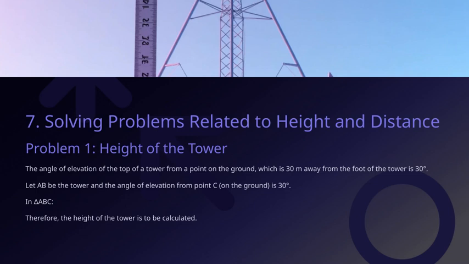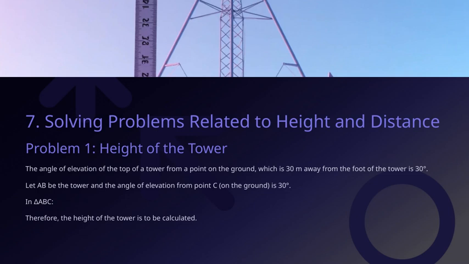The key concept here is that this forms a right-angled triangle, where we can use trigonometry to find the height of the tower. Since we know the angle of elevation and the horizontal distance, we can apply the tangent function, which relates the opposite side, that is, the height of the tower, to the adjacent side, the distance from the point to the foot of the tower. By setting up the tangent of 30 degrees as the ratio of the height of the tower to the 30 meters distance, we can solve for the height.